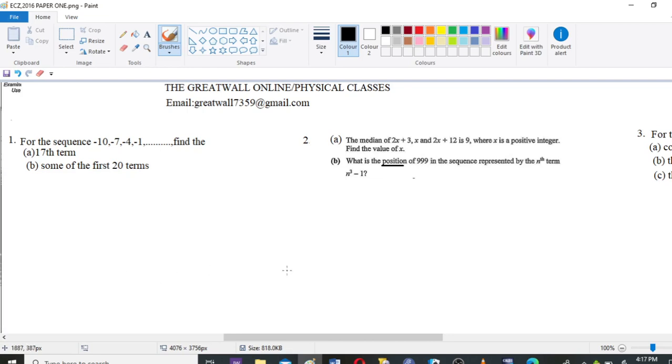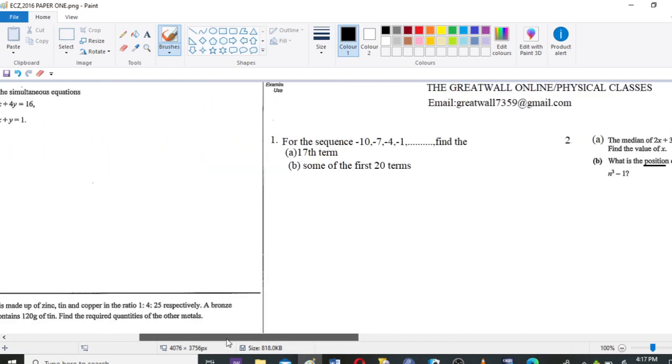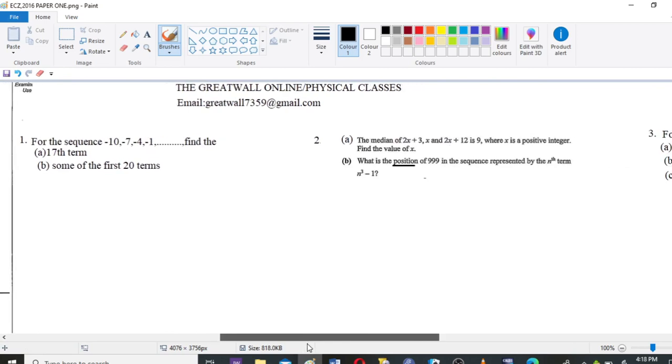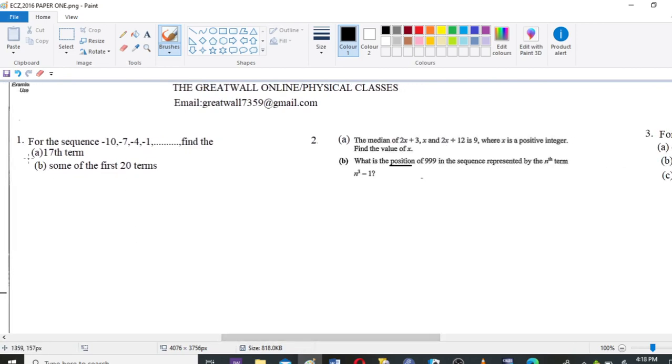Okay, let's get started. Here we are on the first question. The question says, for the sequence -10, -7, -4, -1, we've been asked to find A, the 17th term, and B, the sum of the first 20 terms. So let's get started.